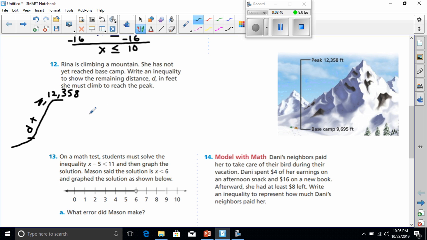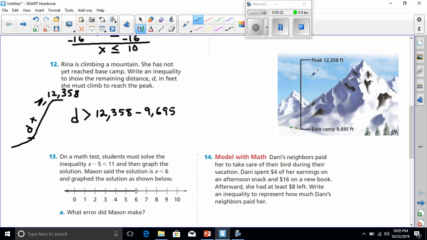Well, since it's an inequality, I'm going to have to think of this quite differently. I would have to say that the distance, and that's what we're trying to find here, is greater than, and it says she hasn't reached the base camp, so we're not going to say that it's the same as, but it's definitely greater than, well, 12,358 feet minus, well, 9,000, excuse me, 695 feet.